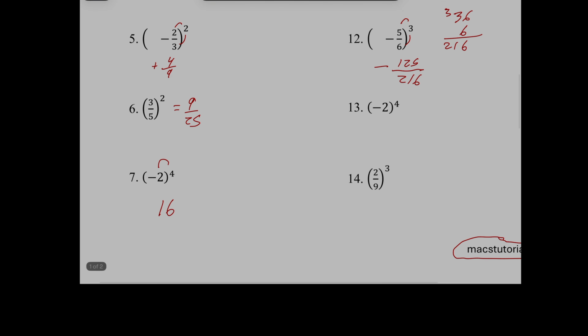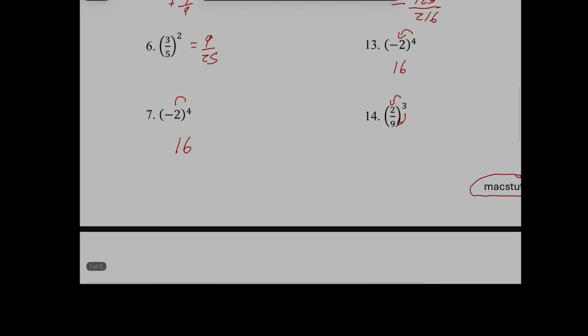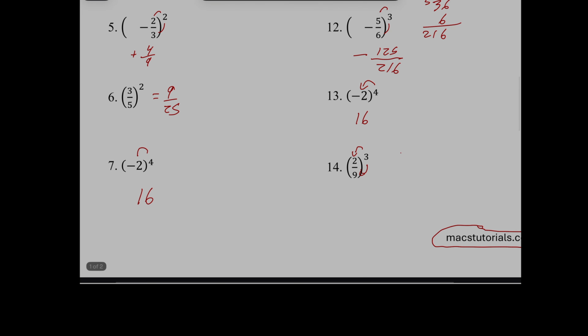Number 13. Now here, I'm going to have 4 negatives because it's inside the parenthesis. So my answer is going to be positive 16. And number 14, I'm going to cube the 2, and I'm going to cube the 9. I'm going to have to do math again. Can you even believe that? That's going to be 8. 2 times 2 is 4. 4 times 2 is 8. And this one's going to be 9 times 9 is 81. 81 times 9 would be 729. Okay, so that's my answer there.